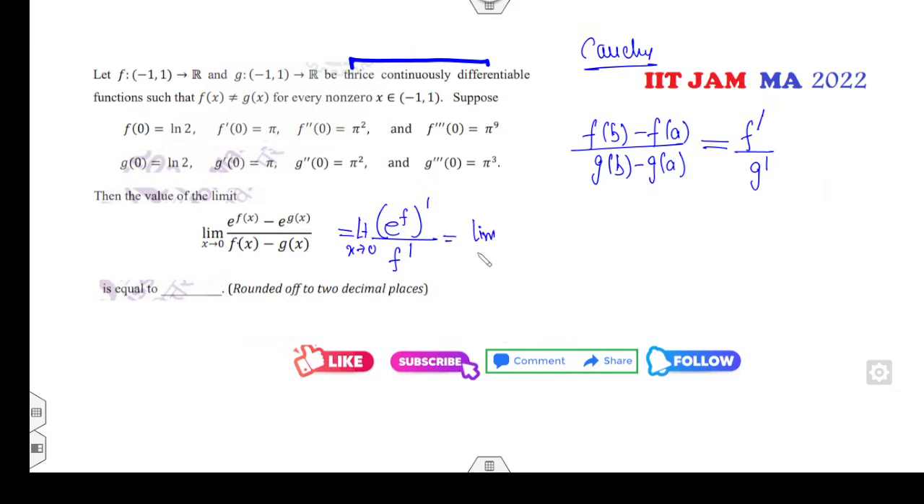Now you can solve them. Fine. What is the derivative of e to the f? It is e to the f times f dash, divided by f dash. So f dash will be cancelled. When you take x approaches 0, f of 0 is ln of 2. So e to the power ln 2. What is the answer of e to the ln 2? That's the answer. Okay, so you can use the calculator and get this value in the required form.